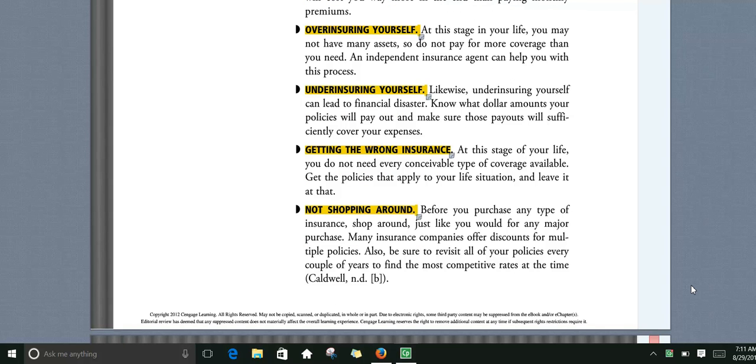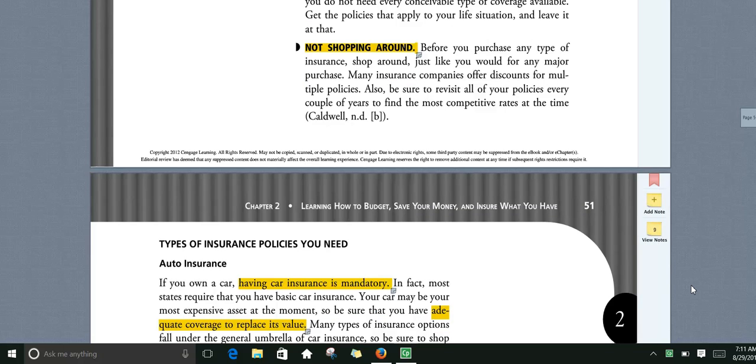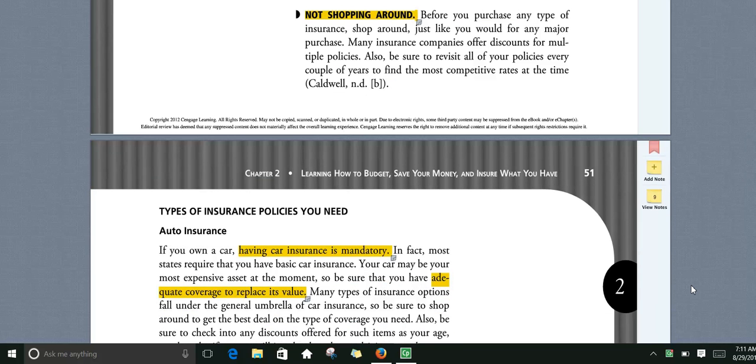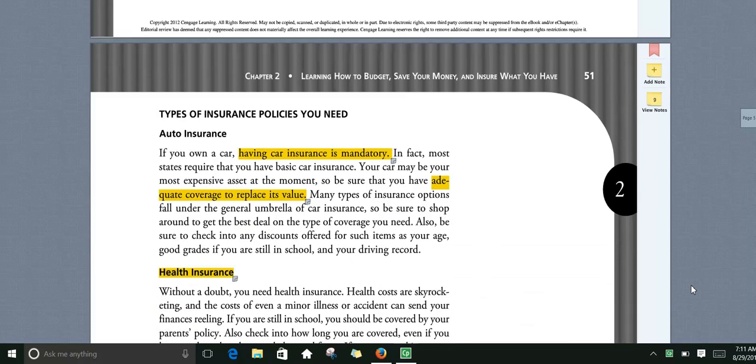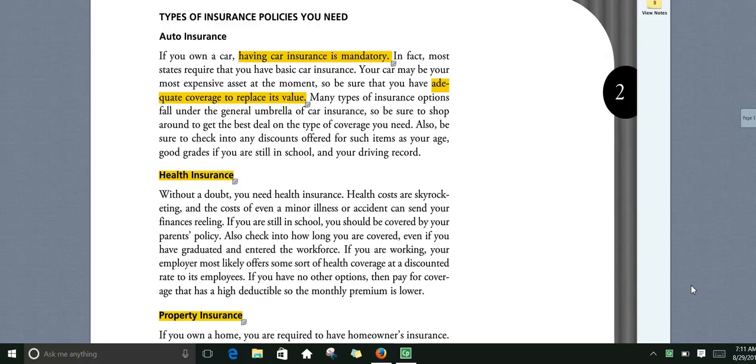Be sure that you do have the correct type. And also don't make the mistake of not shopping around for insurance, because there are different costs, different prices for your insurance. Be sure that you have adequate coverage on your car to replace its value.